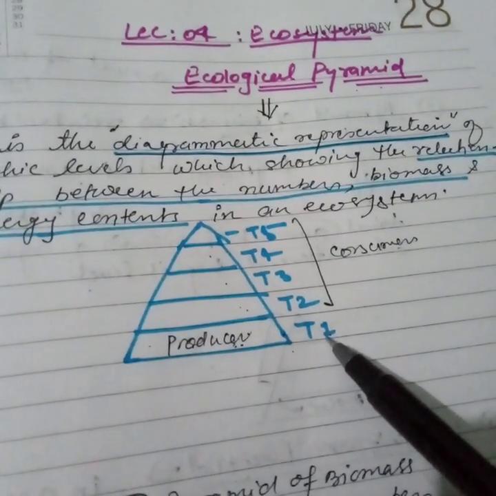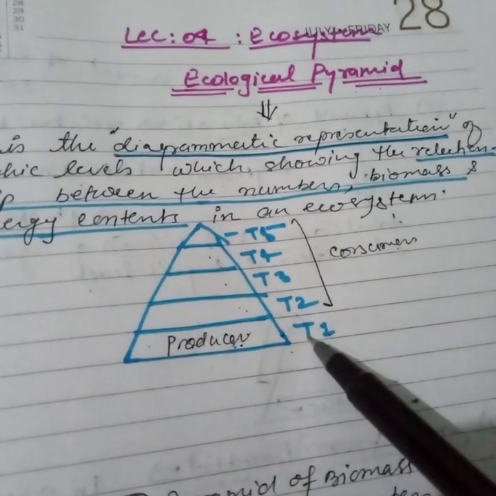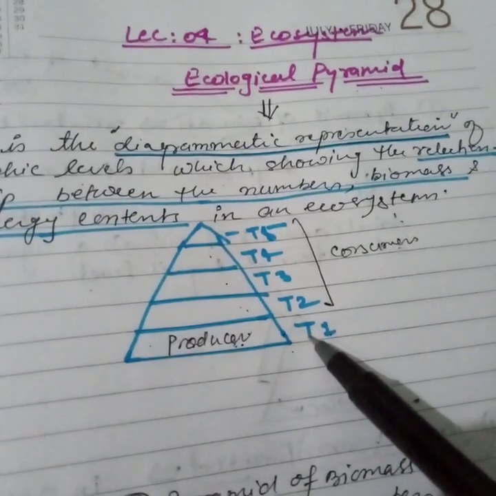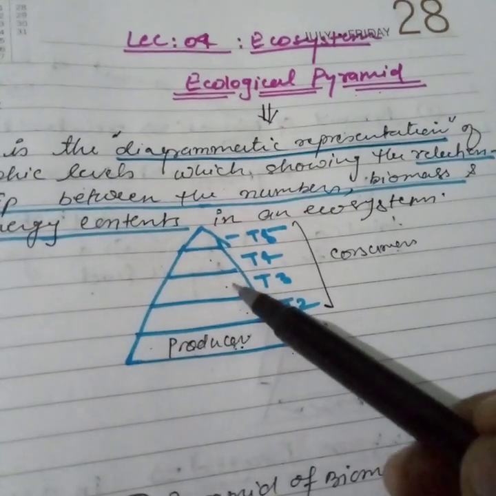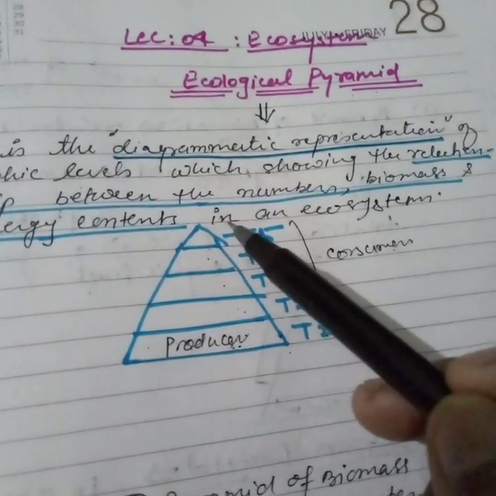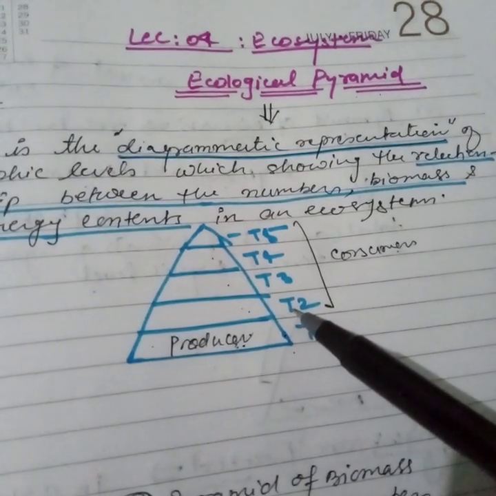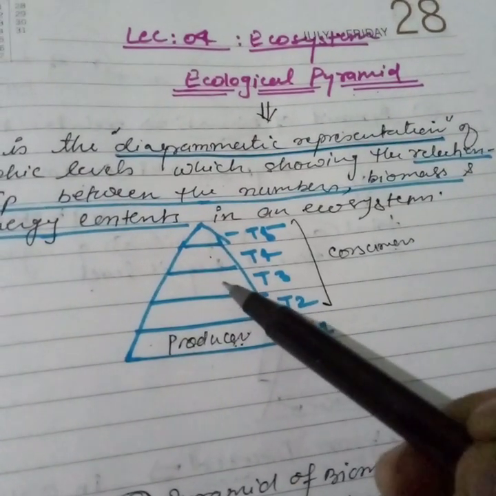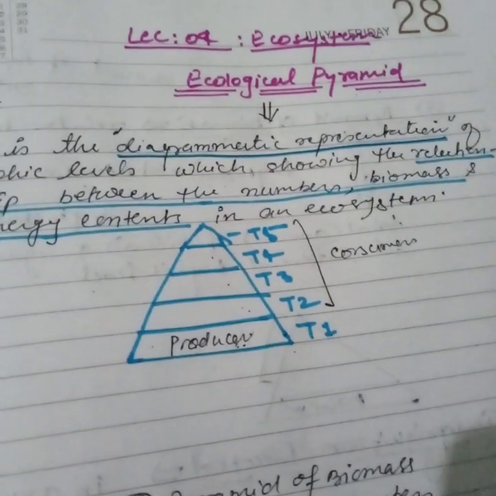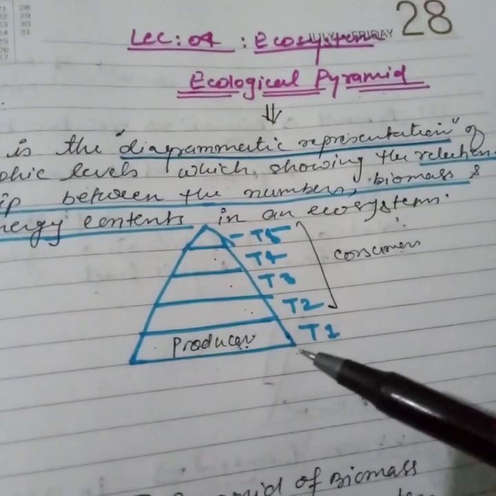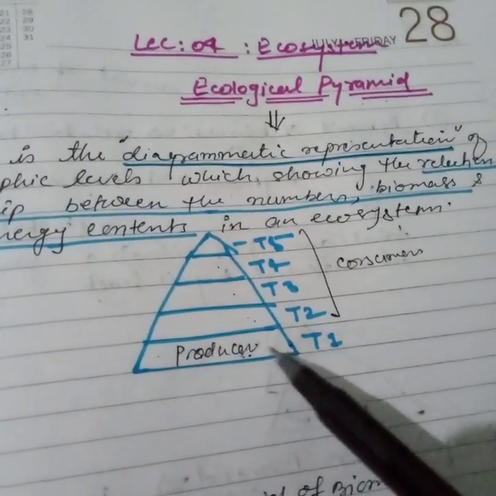Clear? So the position of the producers in a pyramid is the first trophic level, and then the second, third, fourth, and fifth trophic levels. These levels are categorized into the consumers: herbivores, carnivores, then top carnivores. This is how this pyramid is shaped.